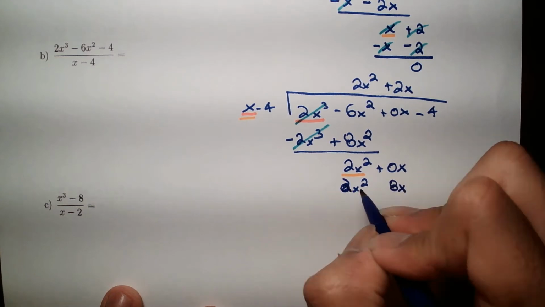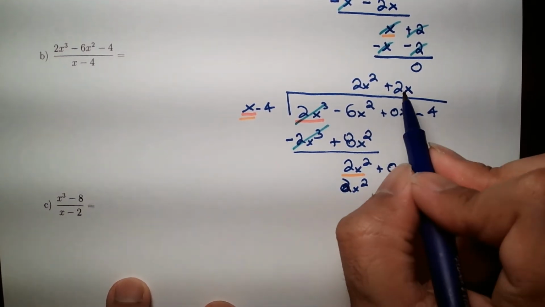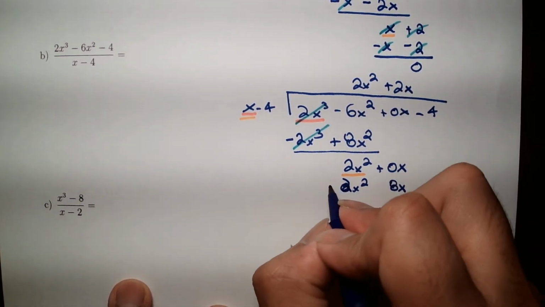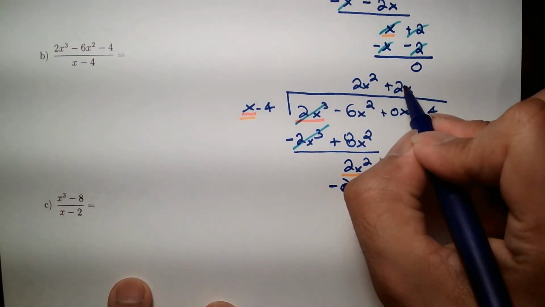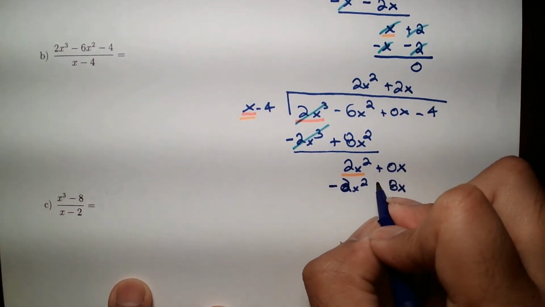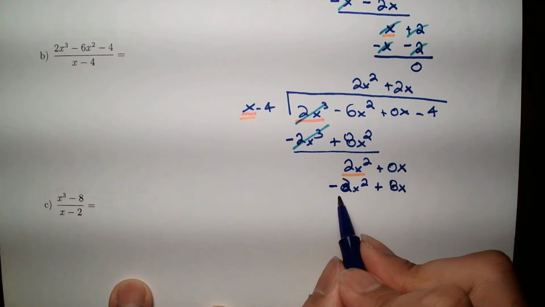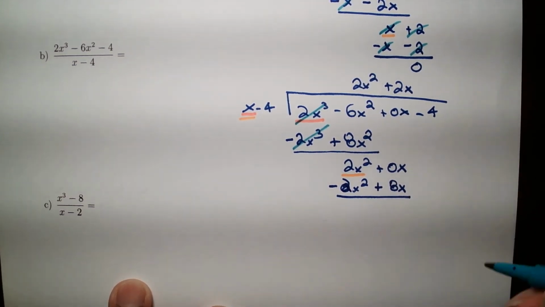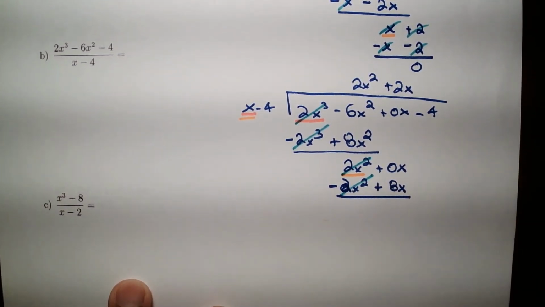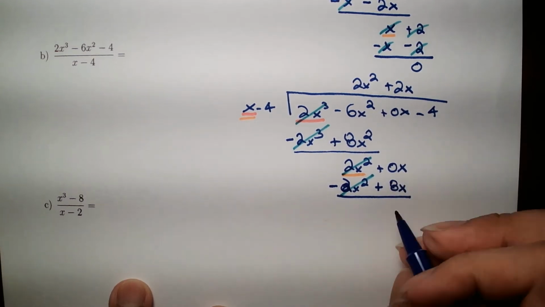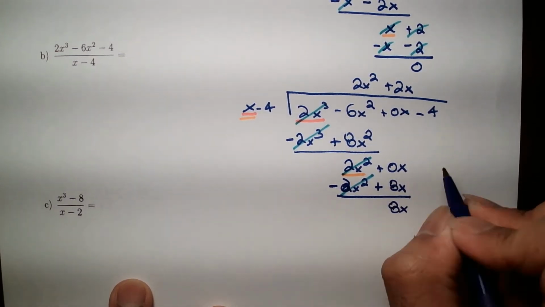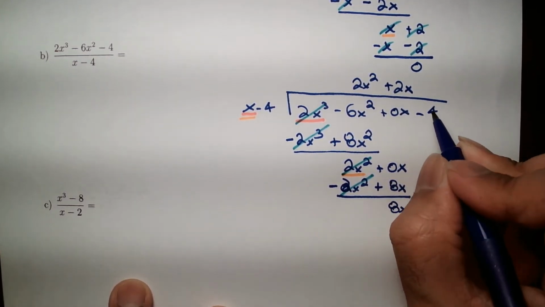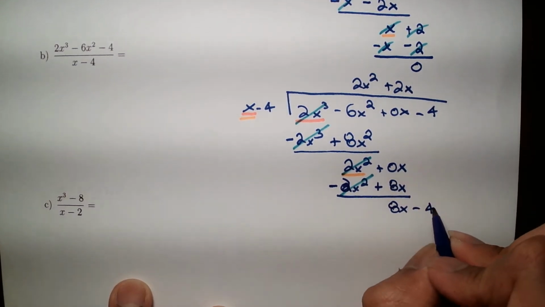Okay, let me make this look like a 2. So positive times a positive is positive, need to change that to negative. Positive times a negative is negative, need to change that to the opposite, which is positive. So let's simplify, cancel, cancel. 0x plus 8x, that's 8x. The next step is to drop the next term, minus 4.